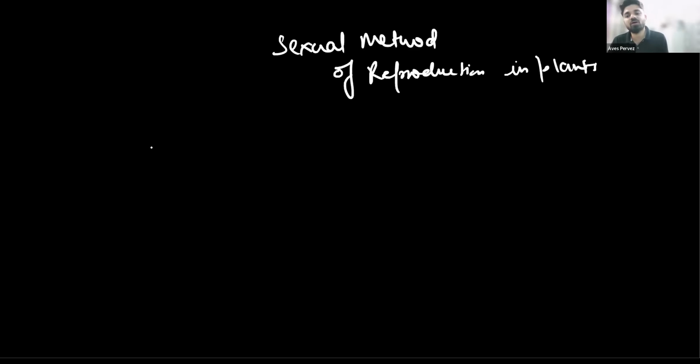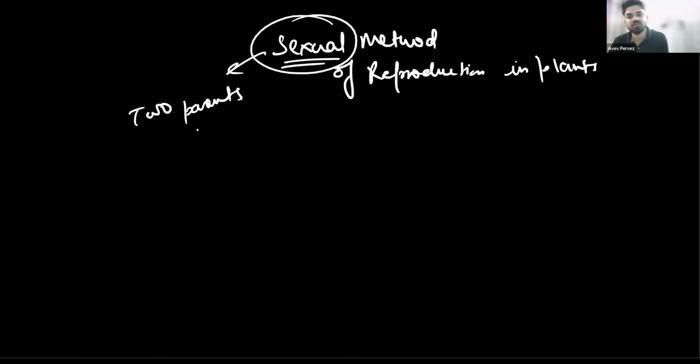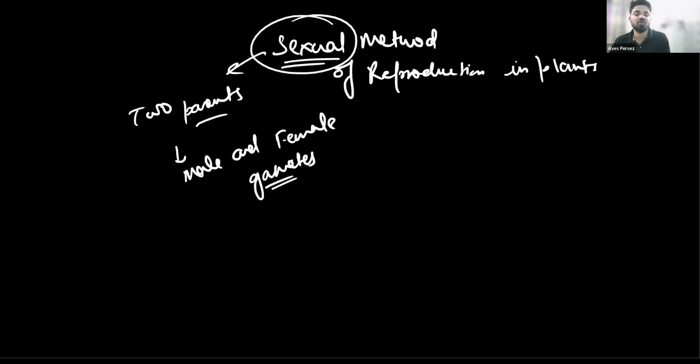So if we talk about the plant sexual method, it means two parents are involved, and male and female gametes will be required. So if I'm talking about the sexual method of reproduction, there must be two parents involved and there must be reproductive organs involved.